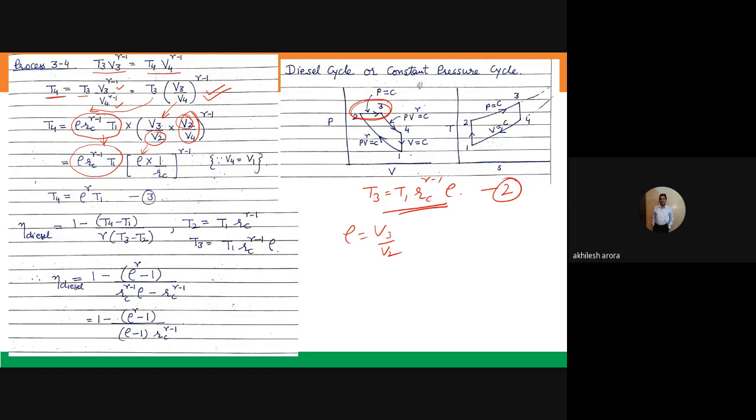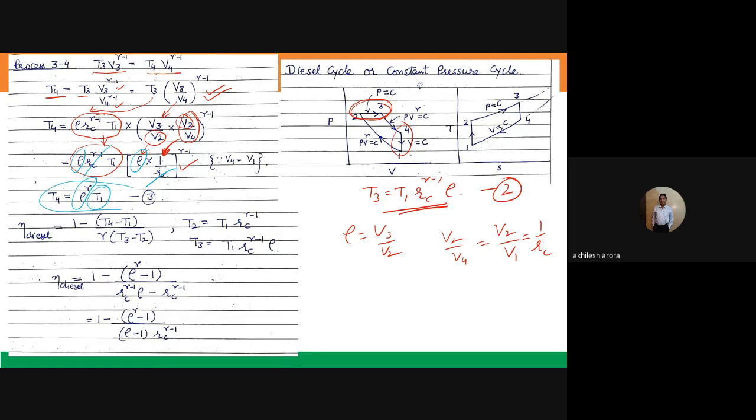Now I want to calculate the value of V2 by V4. You can see from the diagram that 4 and 1 have the same volume. So I can write it is equal to V2 by V1, and it is equal to 1 over Rc. So here, in place of V2 by V1, I can write 1 over Rc, raised to power gamma minus 1. Then you can see that Rc raised to power gamma minus 1 and Rc raised to power gamma minus 1 will cancel out. And here you have rho raised to power gamma minus 1 and rho raised to power 1, so it becomes rho raised to power gamma into T1.